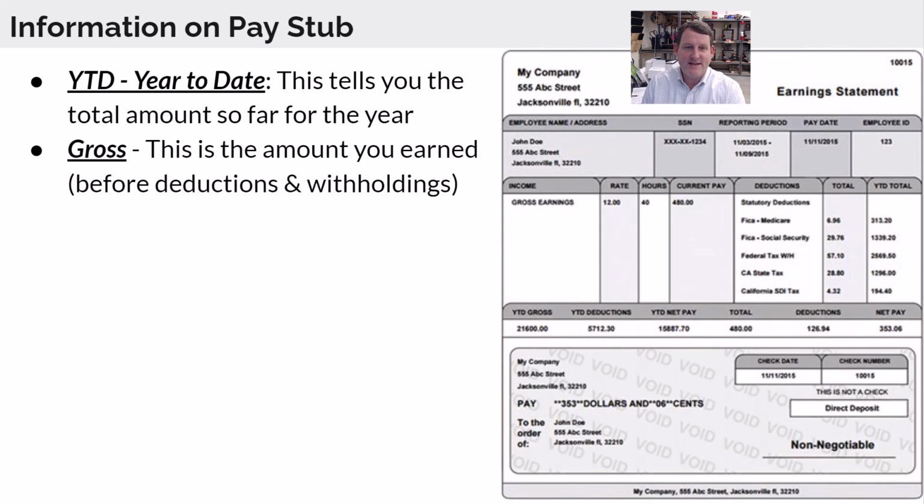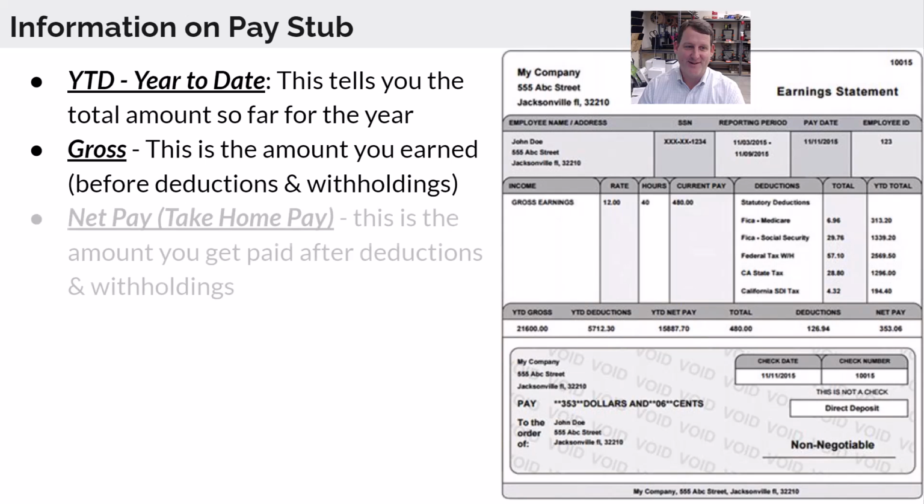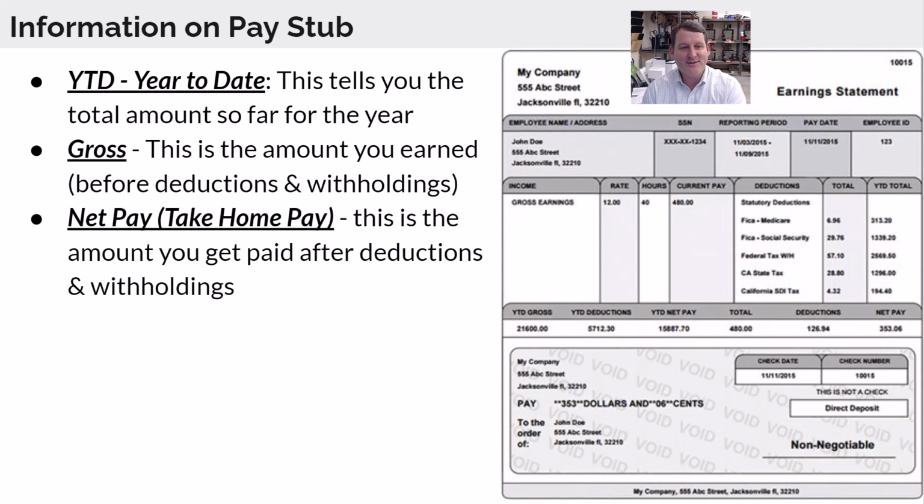Gross. This indicates the amount of money you've earned before any deductions or withholdings come out of it. So this is like the raw money you earned, not the money you're going to take home with you. Net pay, or also known as take-home pay, this amount is what you get paid. This is the money you get to take home and spend on whatever you want. It's the difference between your gross minus the deductions and withholdings. That's your net pay.